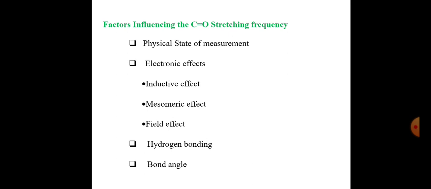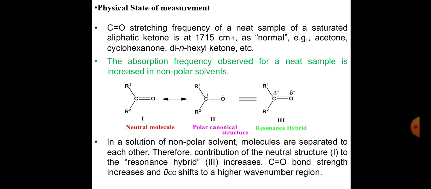Factors influencing the carbonyl stretching frequency are the physical state of measurement, electronic effects, hydrogen bonding, and bond angle. The electronic effects are the inductive effect, mesomeric effect, and field effect. First one, physical state of measurement.